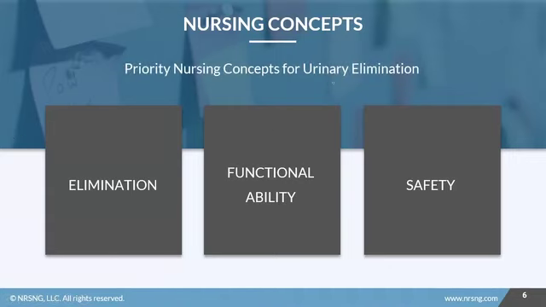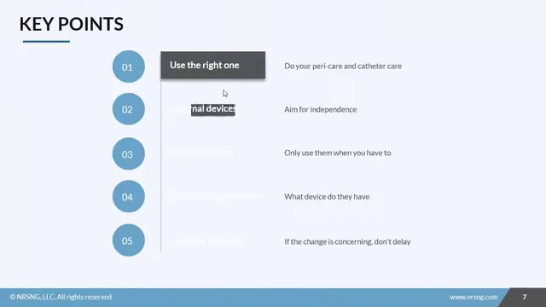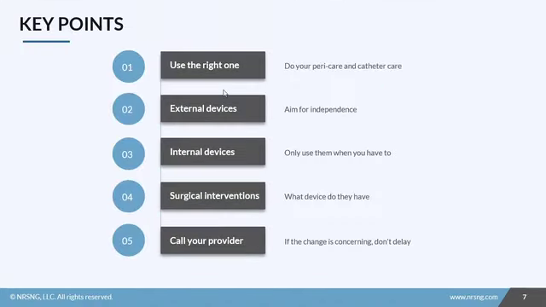Today, for our urinary elimination lesson, we really focus on elimination of functional ability for our patients, and also safety by reducing the risk of infection. Okay, so let's recap. Your patient may not always be able to eliminate on their own, so make sure that they're using the right device, and always focus on doing pericare and catheter care, because we want to make sure that we're reducing the opportunity and risk for infection.